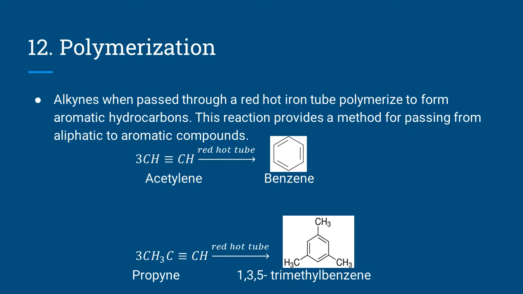So alkynes on polymerization give aromatic hydrocarbons. Say for example, acetylene when passed through a red hot tube polymerizes to form benzene. Similarly, propyne when passed into a red hot tube forms 1,3,5-trimethylbenzene. We can say that this reaction provides a method for passing from aliphatic to aromatic compounds. So alkynes can be easily converted into aromatic compounds by polymerization reaction.